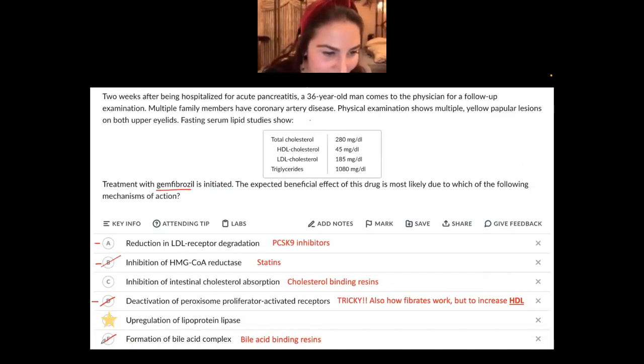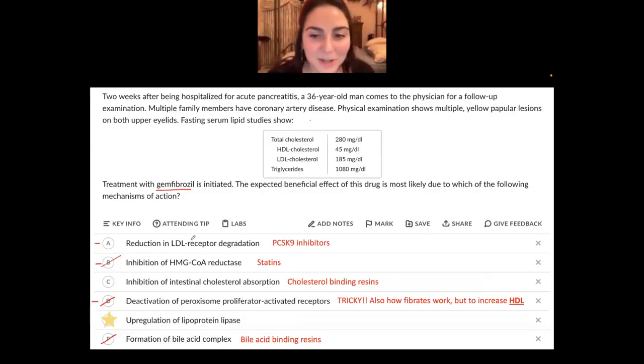Oh, I didn't cross off F for you. I'm sorry. It is E. That's what fibrates do. So again, they'll tell you the drug, or they'll say a drug was initiated, here's a side effect, what's the mechanism of the drug, and so on.